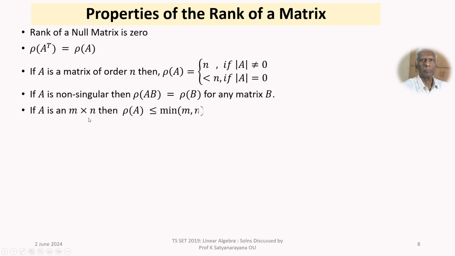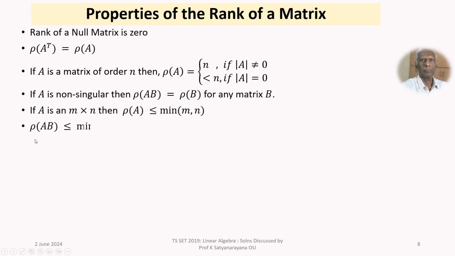Right. If A is an m by n matrix, then the rank of A is less than or equal to the minimum of m comma n. This is asked in one of the examinations, one of the questions.